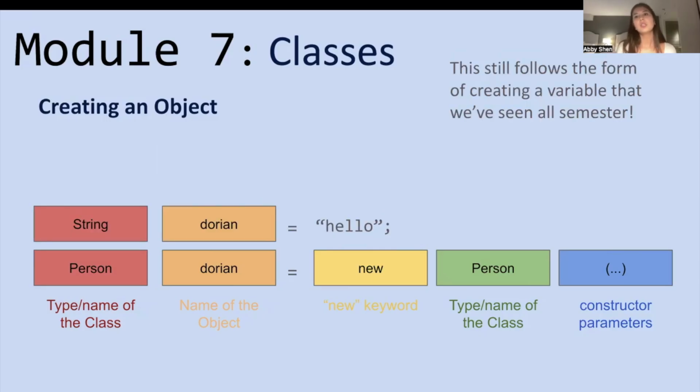So this follows the pattern that we've seen of creating or initializing variables for a bunch of different things. When we create a new string, we might say string Dorian equals hello. We're similarly indicating first the type or name of the class with string, then we're giving the object a name, Dorian, and that's how we'll refer to it later on. And then we're assigning it a value. In the case of a string, here we would have hello.